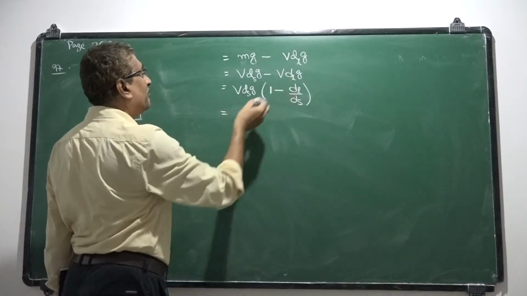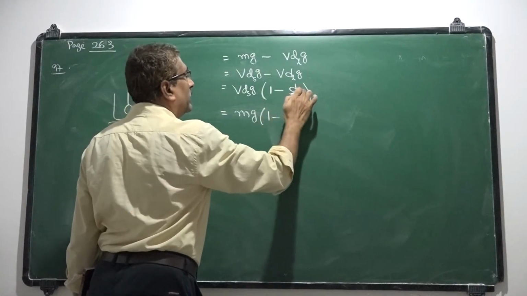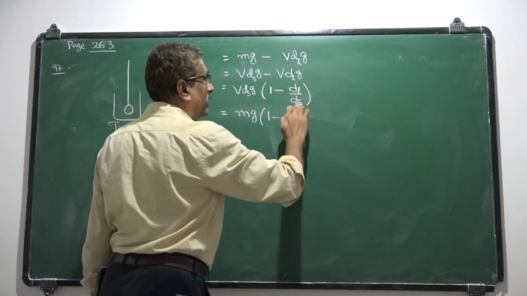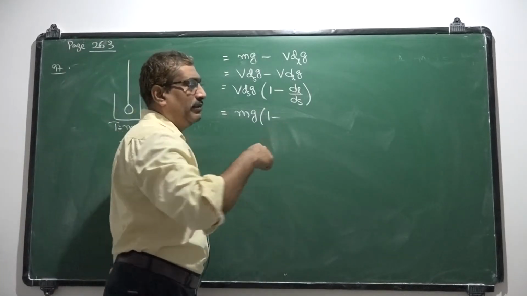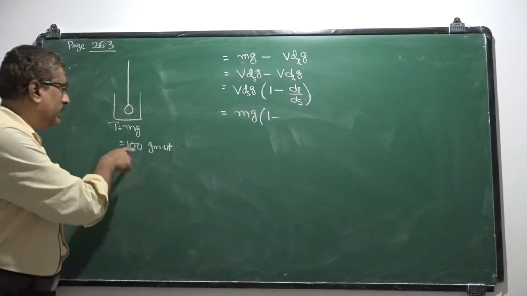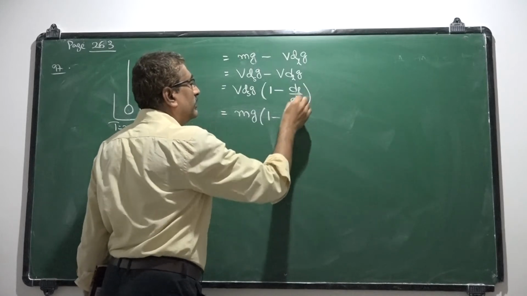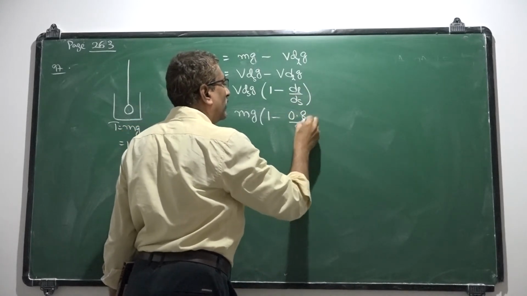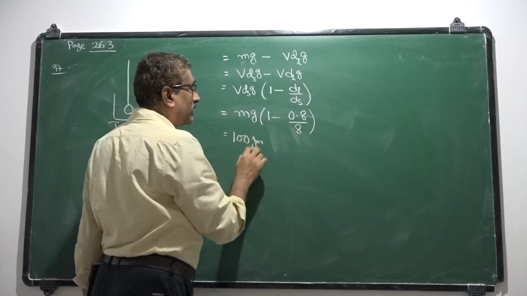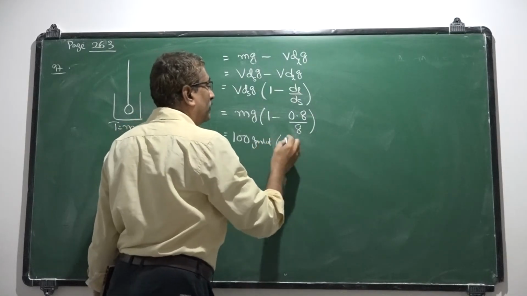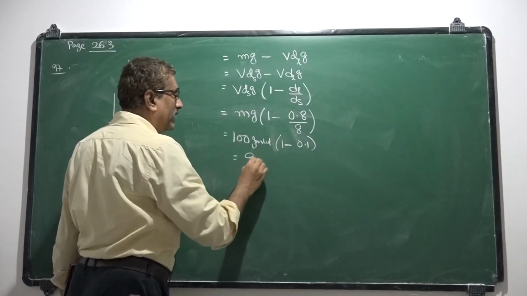This is nothing but mg into 1 minus density of the liquid by density of the solid. But we are not given densities, we are given specific gravities. So we can directly take them in CGS units, because here it is also in CGS unit. So dl by ds is 0.8 by 8. Here it is given 100 gram weight, not Newton or dyne, into 1 minus 0.1. That is 0.9 into 100, 90 gram weight.